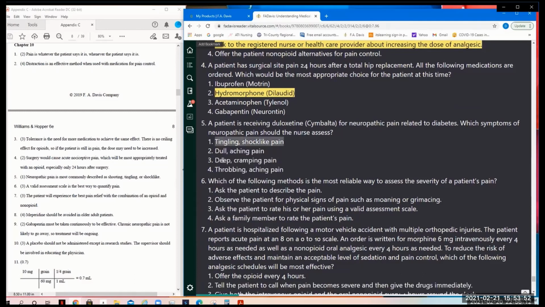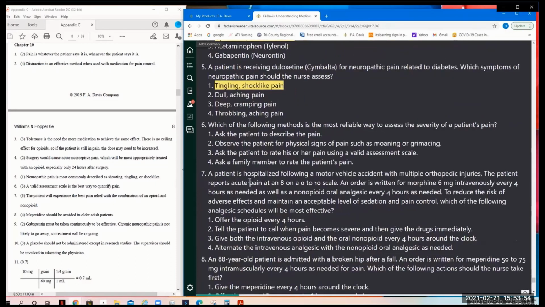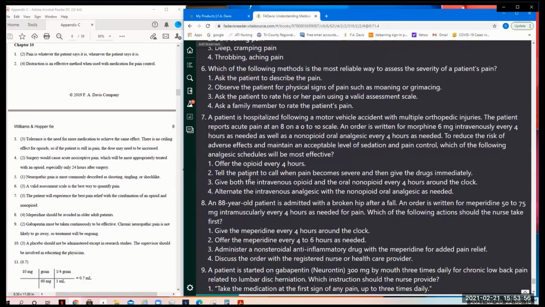Number six, which of the following methods is the most reliable way to assess the severity of a patient's pain? One, ask the patient to describe the pain. Two, observe the patient for physical signs of pain such as moaning and grimacing. Three, ask the patient to rate his or her pain using a pain assessment scale. Four, ask a family member to rate the patient's pain.